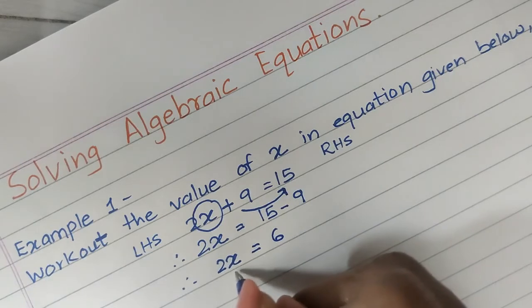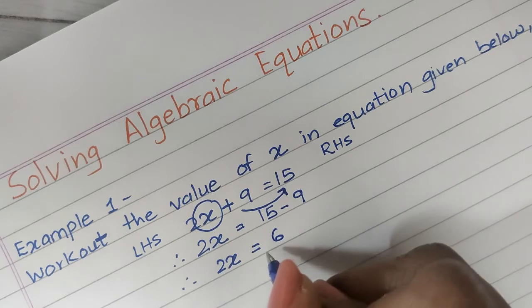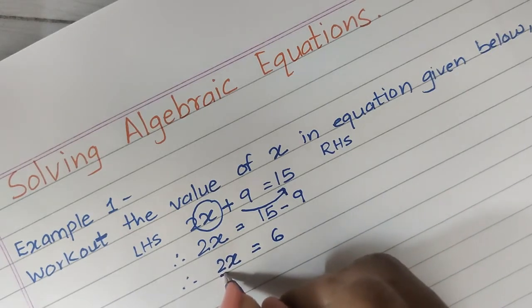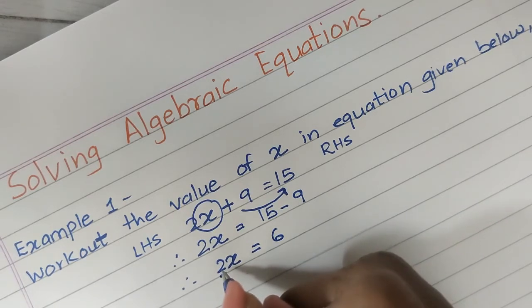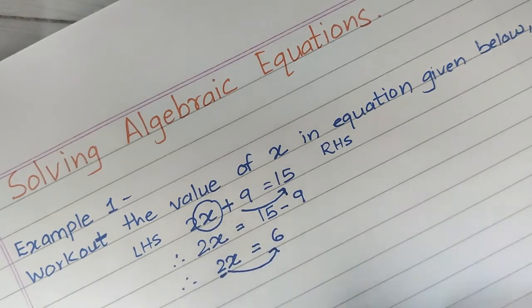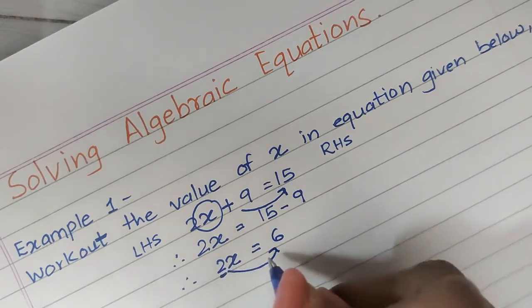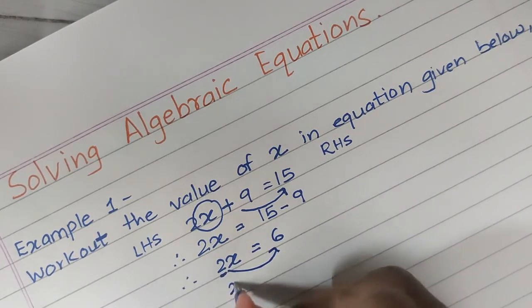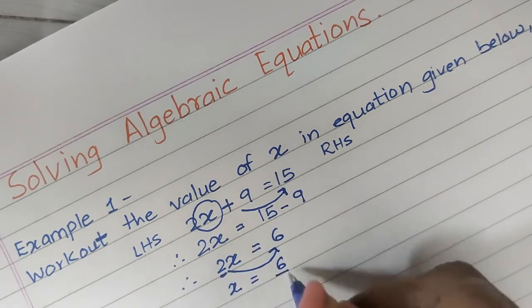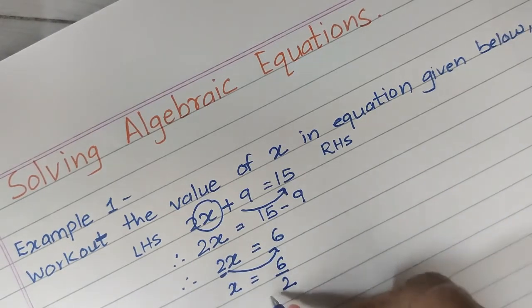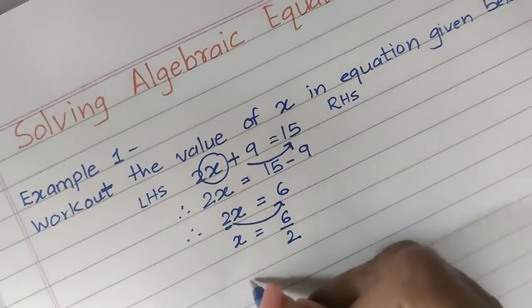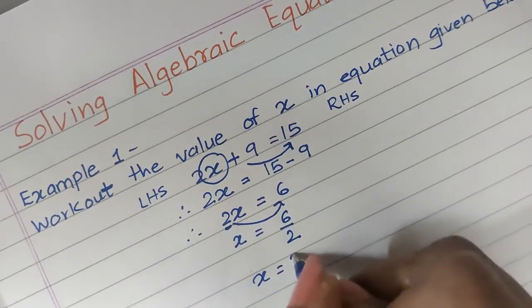Now we need to work out the value of x. As I told you, x needs to be alone. The rest of the numbers you have to shift to the other side. Now look at the number 2 over here. What is it doing with x? 2x means it is 2 times x. 2 is multiplying with x. That is why the opposite of that will happen when it has to go to the other side. The opposite of multiplying is divide. So x is equal to 6 divided by 2. And the answer after that is x is equal to 3.